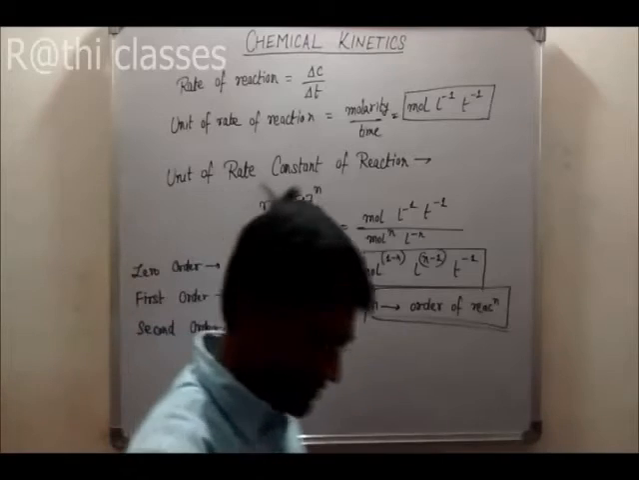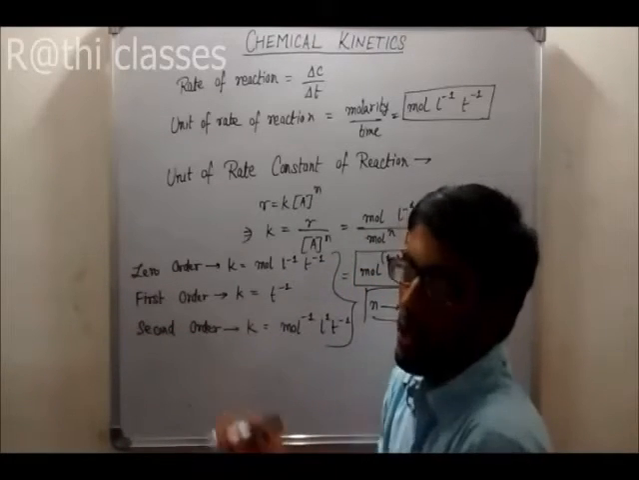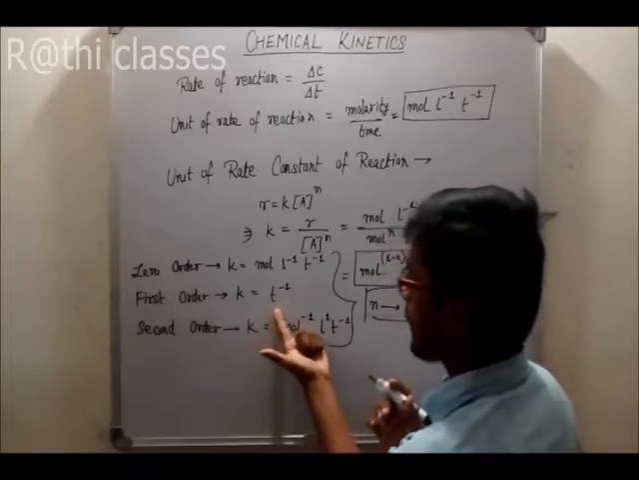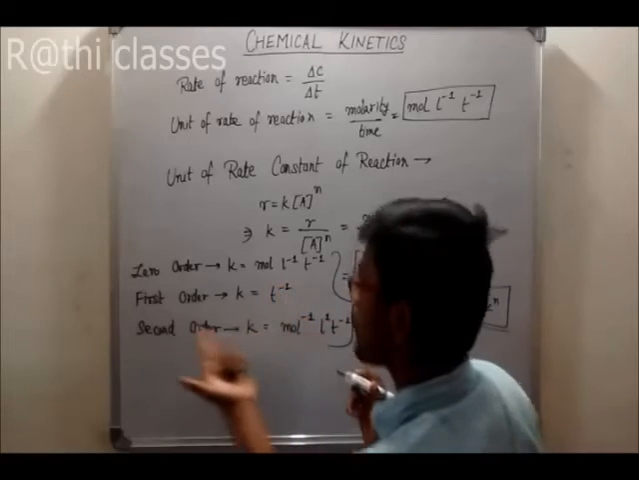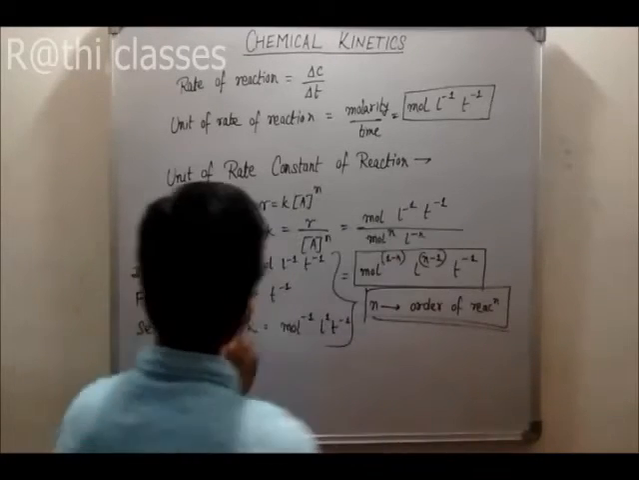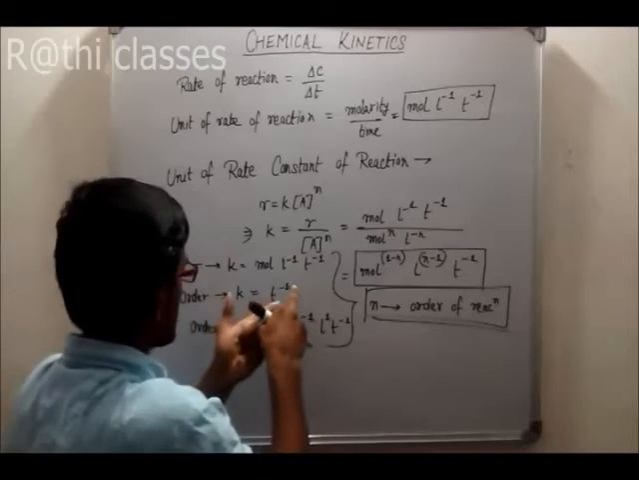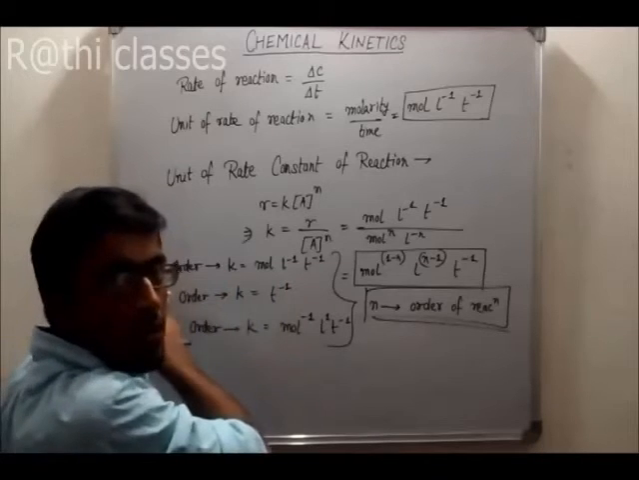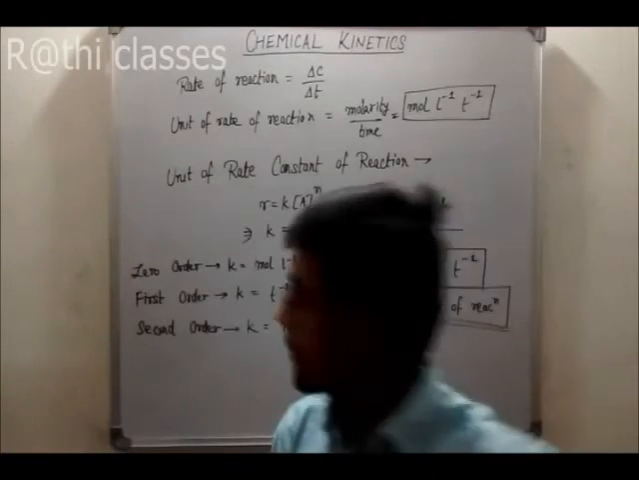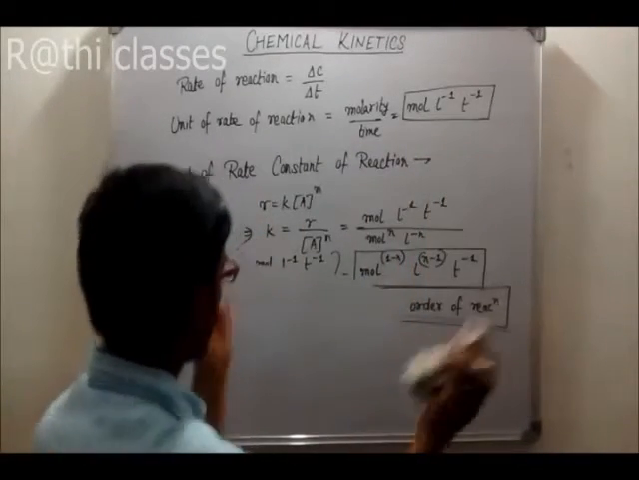So in questions, we will not be told that the reaction is of first order or second order. Many times we will be given the unit of rate constant of the reaction, and from here we will have to identify whether this reaction is of first order, second order, or zero order. Right? If they say that the unit of rate constant is time to the power minus 1, then we need to understand that the reaction is of first order. Now, our first part, which was the rate of reaction, is finished.